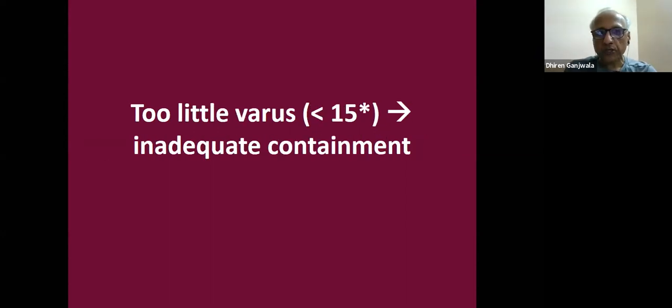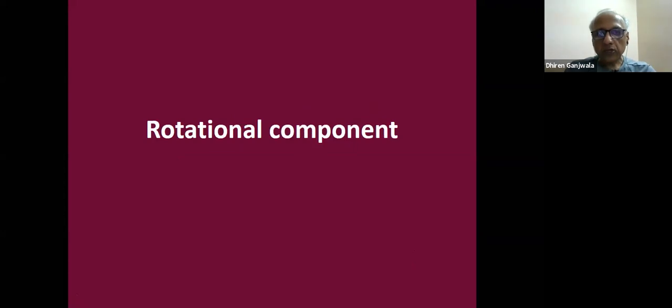Similarly, if you do too little varus, less than 15 degrees, there will not be adequate containment, because the affected area will not come inside the hip joint or inside the acetabulum, and then you will not serve the purpose. So too much and too little, both are not good. Next slide. So the second concept is, when we say VDO, varus derotation osteotomy, then we are saying D.